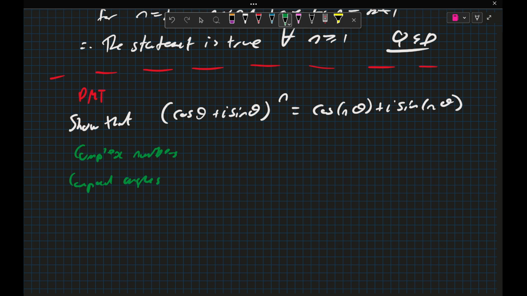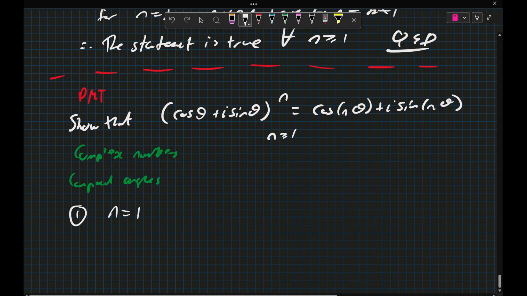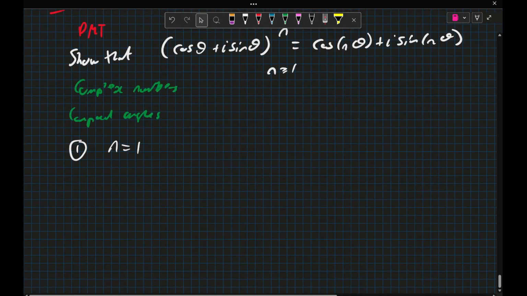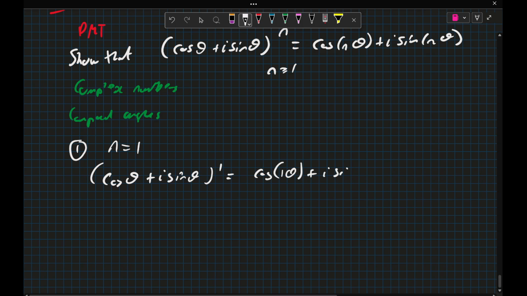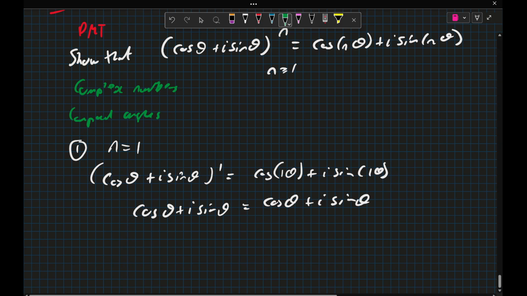So it very much follows the standard inductive proof. So we're going to let n equal 1 because this works for n greater than or equal to 1. We're going to have cos theta plus i sine theta to the power of 1 is cos of 1 theta plus i sine of 1 theta. So we're going to just have cos theta plus i sine theta is cos theta plus i sine theta, which is clearly true. So therefore true for n equals 1.